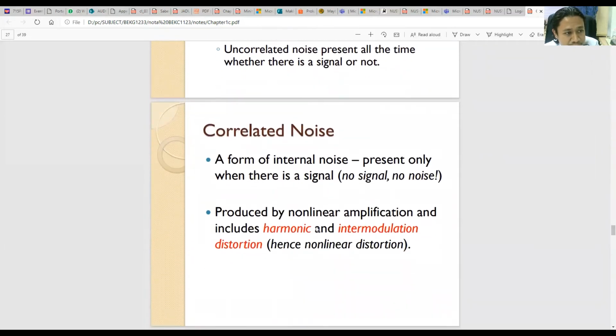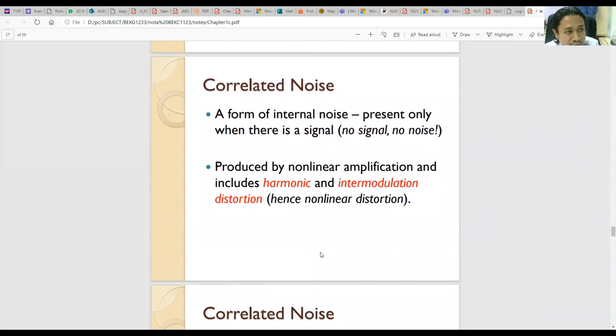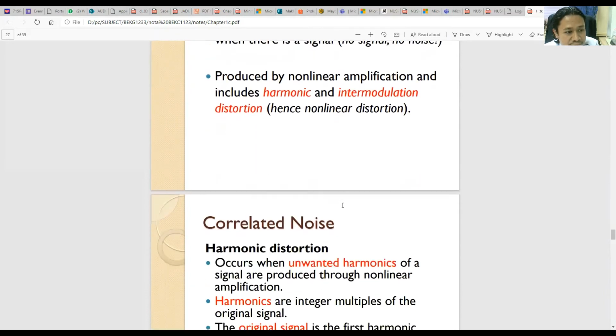Okay, so we go to the correlated noise. It is a form of internal noise present only when there is a signal. So it's no signal, no noise. It is produced by nonlinear amplification and includes harmonics and intermodulation distortion. Hence, nonlinear distortion.